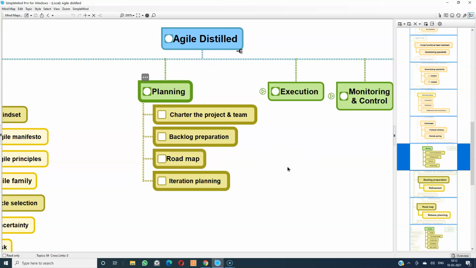Then when it comes to a single iteration, there is a detailed iteration planning process. So the planning is at an organization level to roll out agile in the organization. Then the planning is at a product level or project level, and the planning is at an iteration level as well.